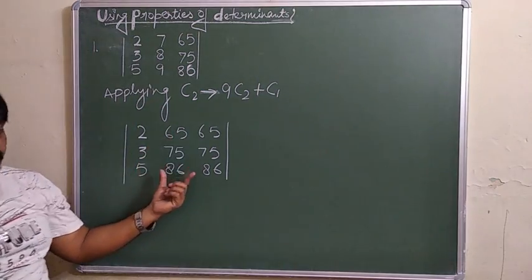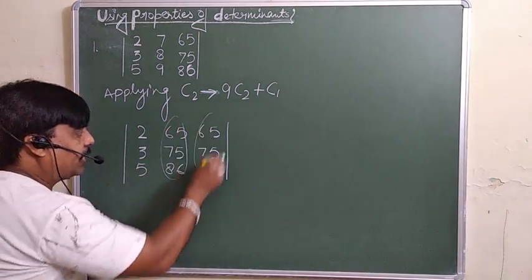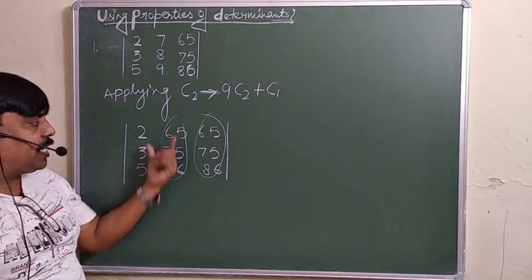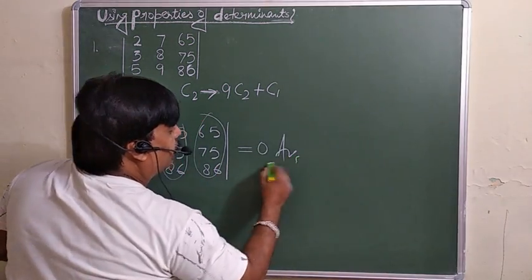So in this determinant, these two columns are identical, and this is the property: if any two columns or any two rows are identical, then the determinant will be 0. Have a look.